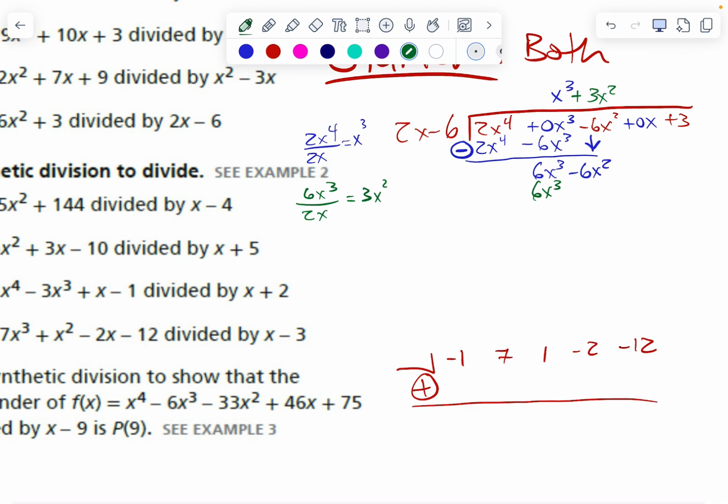And now we multiply. Negative 6 times 3x squared is negative 18x squared. Subtract that whole thing. Negative 6 minus negative 18. Positive 12x squared. And bring down our 0x. Round 2 is done. Okay, round 3. What's our next question?